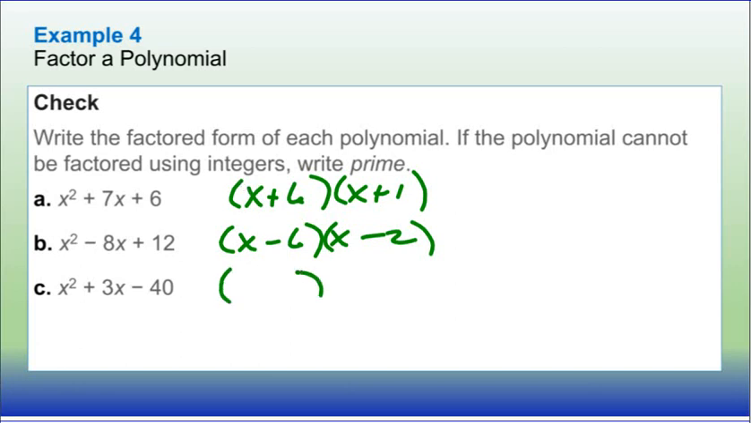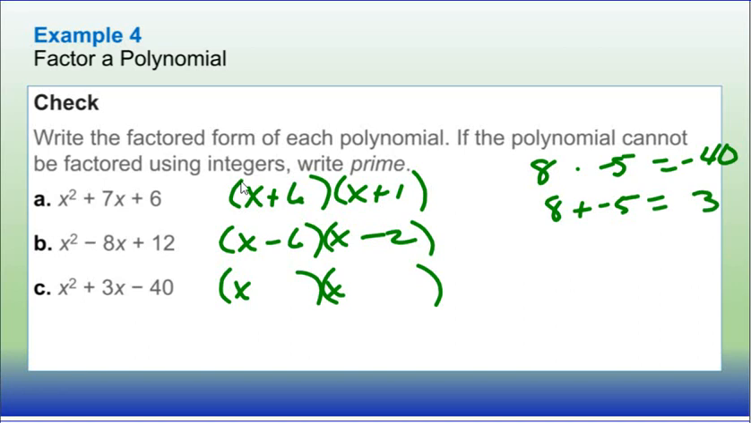And the last one here, you need to get 40, but add them together gives you 3. So let's think. I got 8 and 5 to get 40. And if I have one of them as negative, that will give us a negative 40. And if I did 8 plus a negative 5, that would give me 3. So my answer would be x plus 8 and x minus 5.